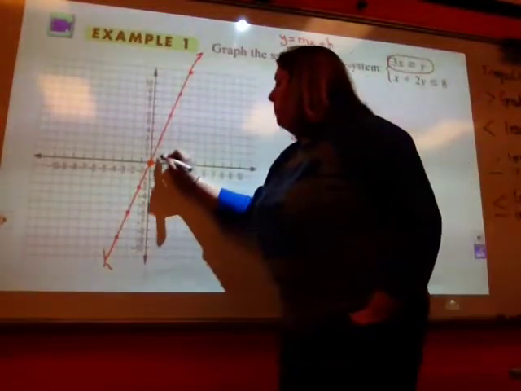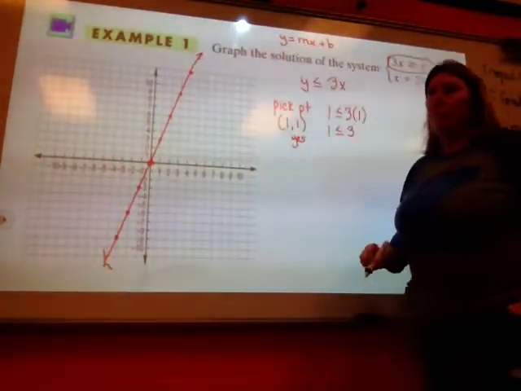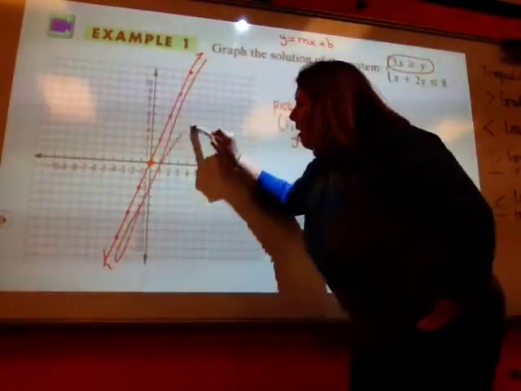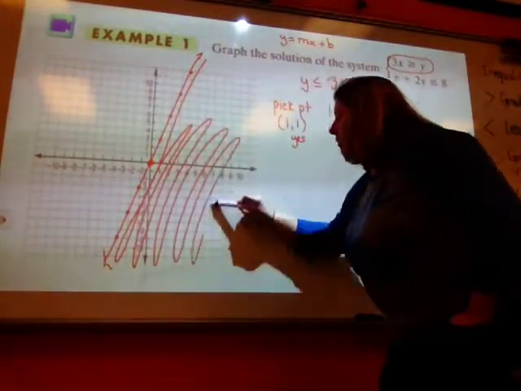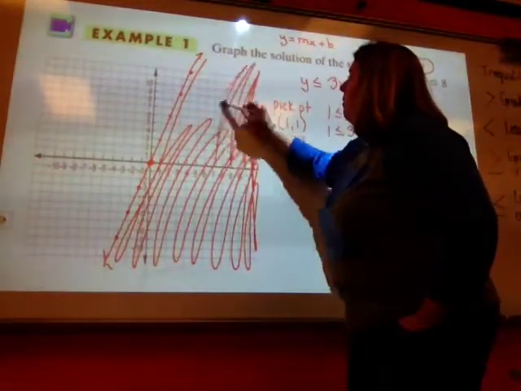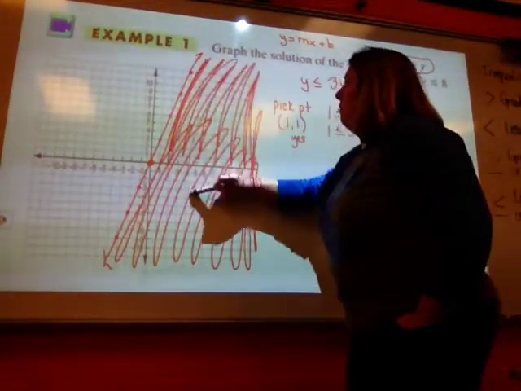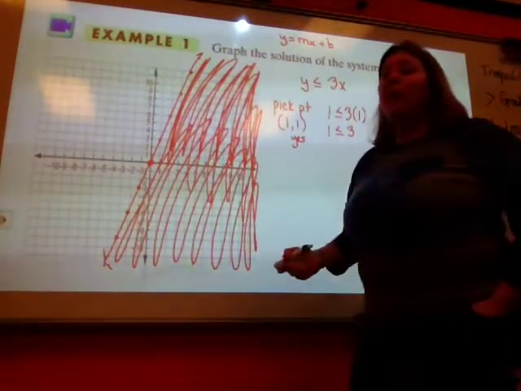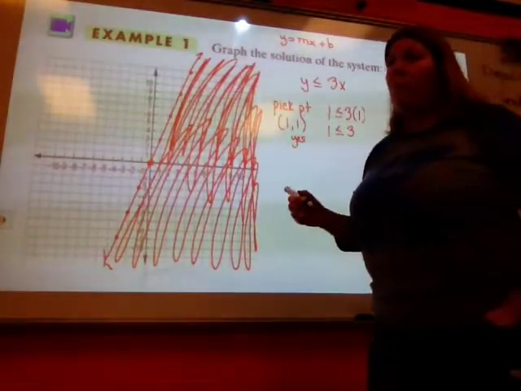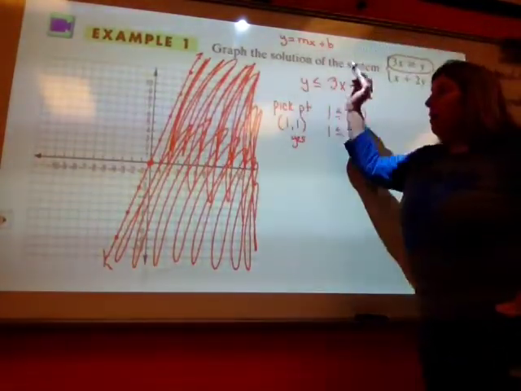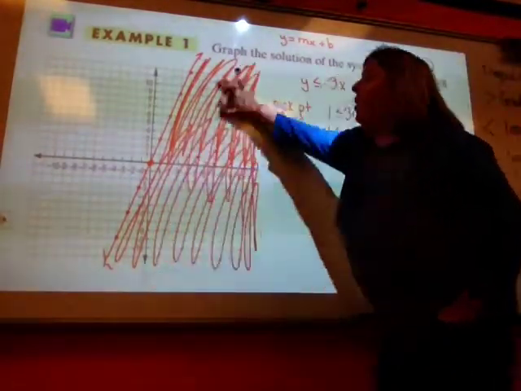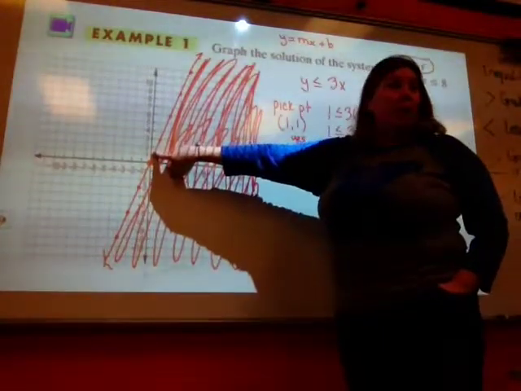So if that point works, I need to shade where that point is. Well, where is 1, 1? 1, 1's right there. Everybody agree with that? So I need to shade this entire side over here, in the same color. Now don't shade it too much. You still need to be able to see your lines, because we still have to graph one more inequality. So you might want to just do it real lightly. But this is the side that works for this inequality. Everybody agree?